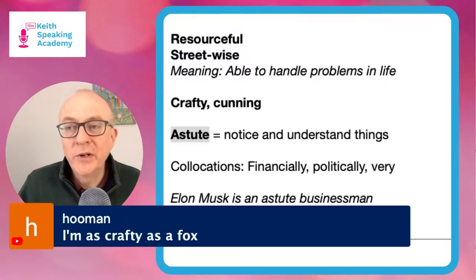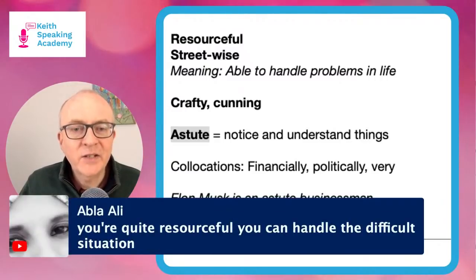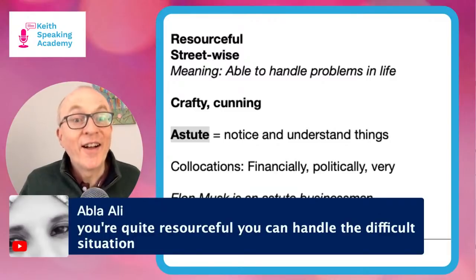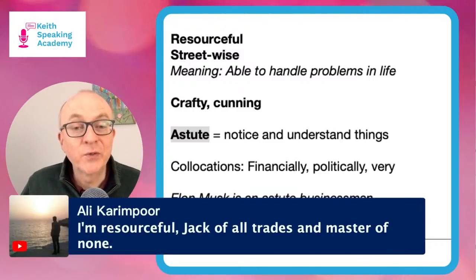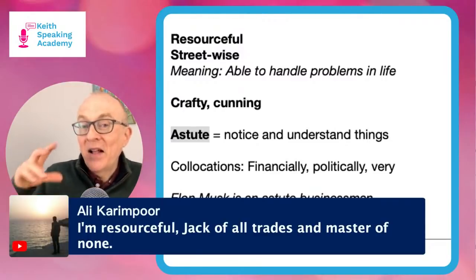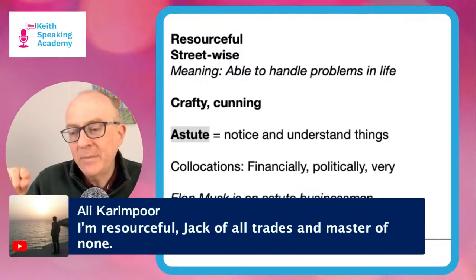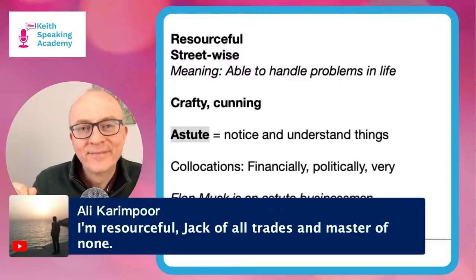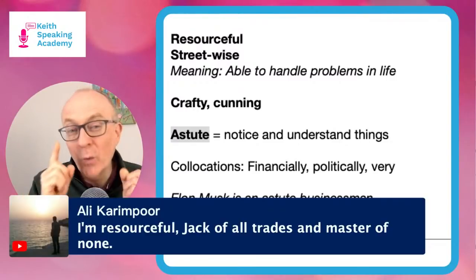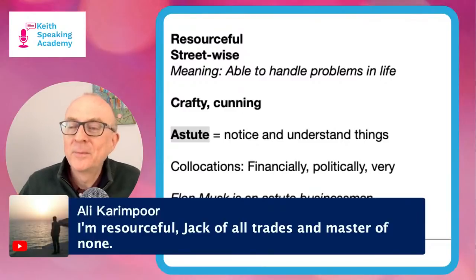Great. Human, I'm as crafty as a fox. Sometimes in life, you need to be crafty, right, to get things done. Abla, great. You're quite resourceful. You can handle the difficult situation. I love that. And I love that you've got quite. You're quite resourceful. That's nice. Yeah, Ali, this is a good expression: Jack of all trades, master of none. This is somebody who is good at many things, but is a master or very good at none of them. Which is better, to be really good at one thing or to be quite good at many things? Well, it's a good question, right?